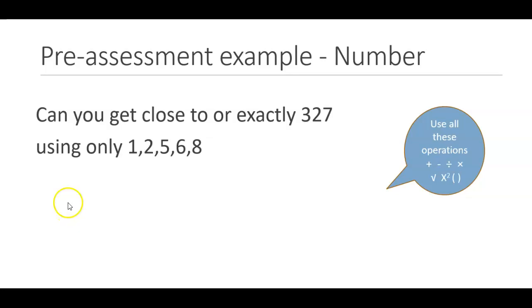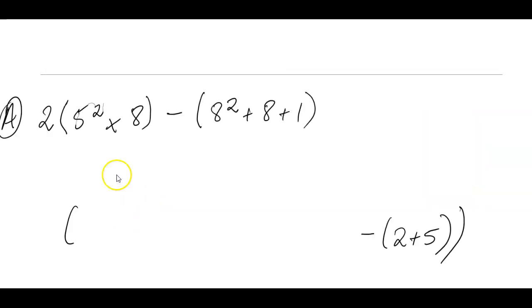Here's what other people did. I wrote them down from last time we ran this unit. So let's see what they came up with. How did they solve that? Well, the first one was doing that. Let's see if that works. 5 squared, 25 times 8, oh, that's 200. So 2 lots of 200. Beautiful. Minus, okay, 8 squared is 64 plus 8 plus 1, that's plus 9.